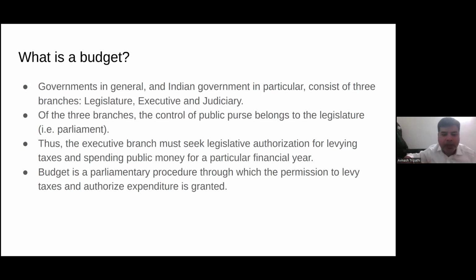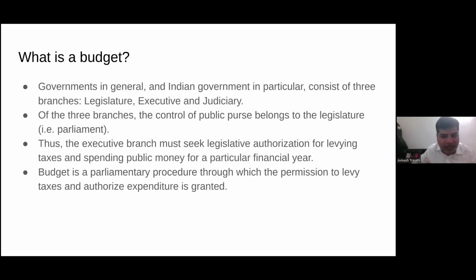Okay, so because the public purse is owned by the parliament and the actual expenditure is being made by the executive, there has to be some way of getting the authorization from the parliament. Okay, so basically, what happens is that every year the executive comes to the parliament and says that, look, I have a number of needs. I have to pay the government officials.